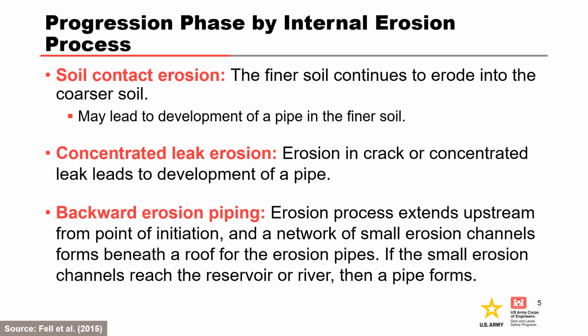For backward erosion piping, the erosion process extends upstream from the point of initiation, and a network of small erosion channels form beneath a roof for the erosion pipes. If the small erosion channels reach the reservoir or river, then a pipe forms.